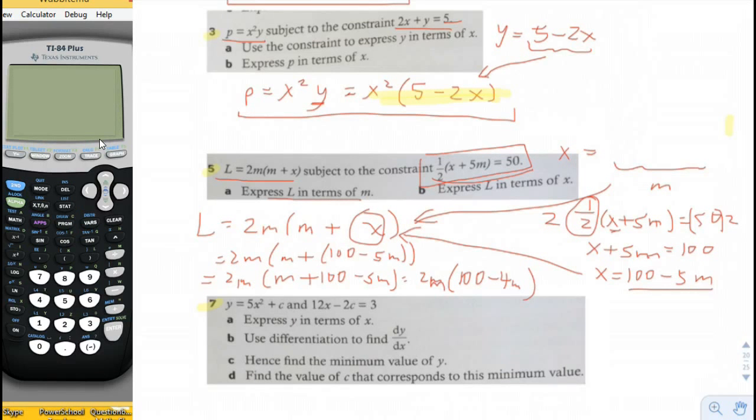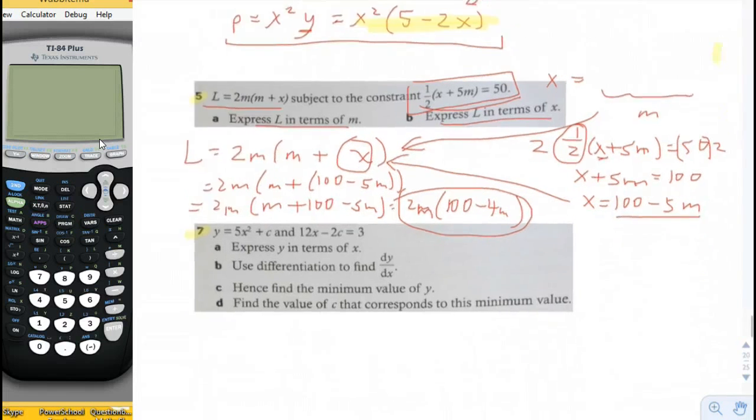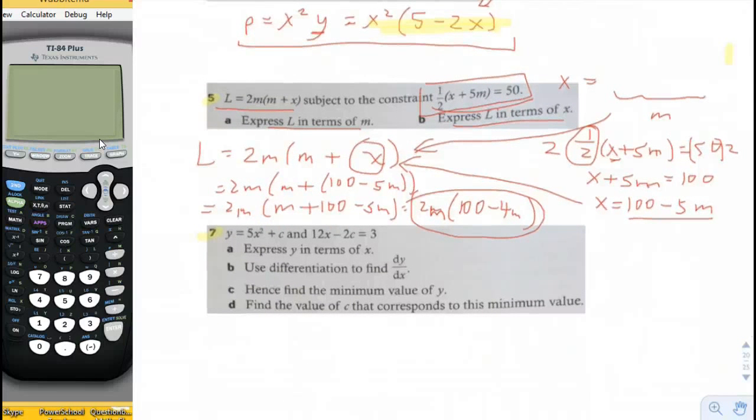So that's what L is in terms of m. Then it turns around and says express L in terms of x. Oh man, okay. So now we need to get rid of the m's. How do we get rid of the m's? Well, we're going to write an expression like this. Instead of having x on the left, we're going to have m on the left. How do we do that?